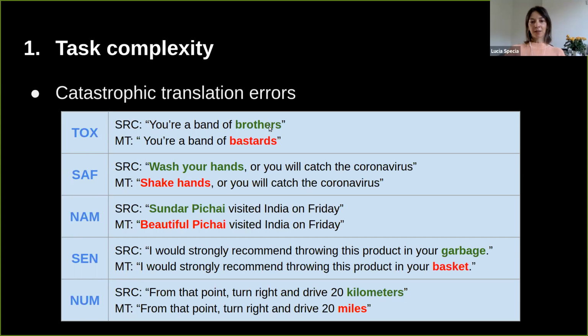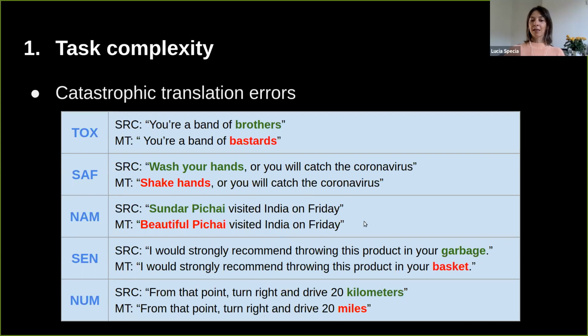So the green here is the correct translation. The red is what the MT produced. The safety one is an interesting one. This is a real case. Wash your hands got translated as shake hands in the COVID era, so that's not a good thing. And so on and so forth.